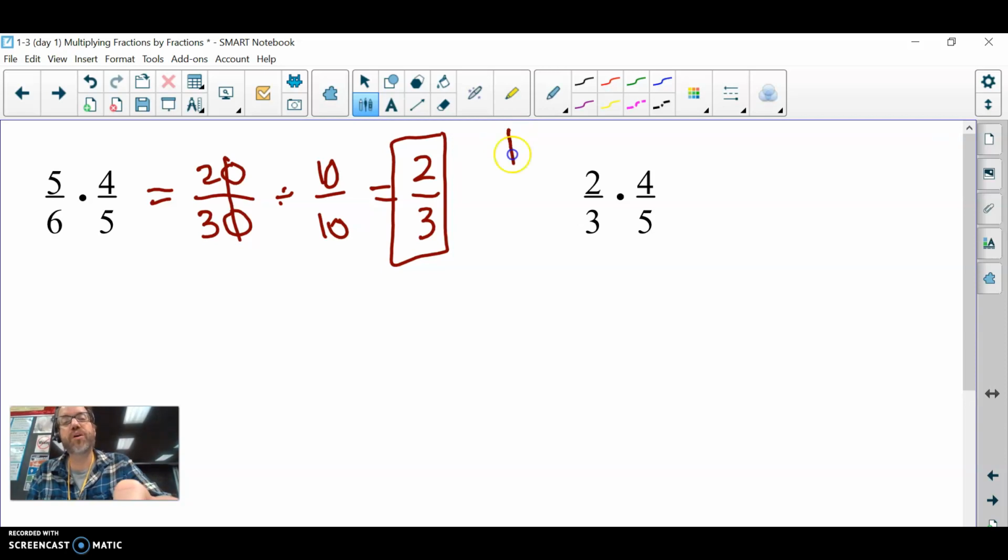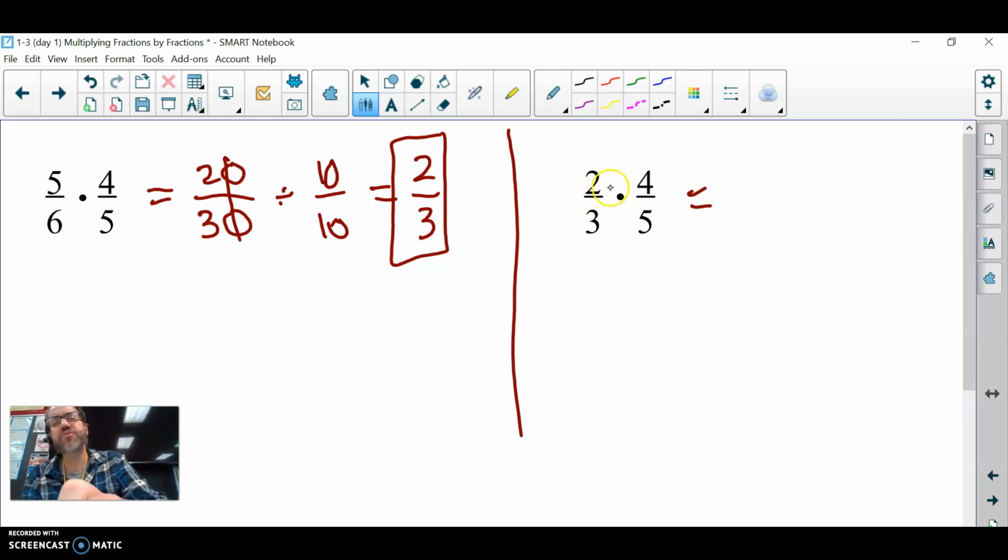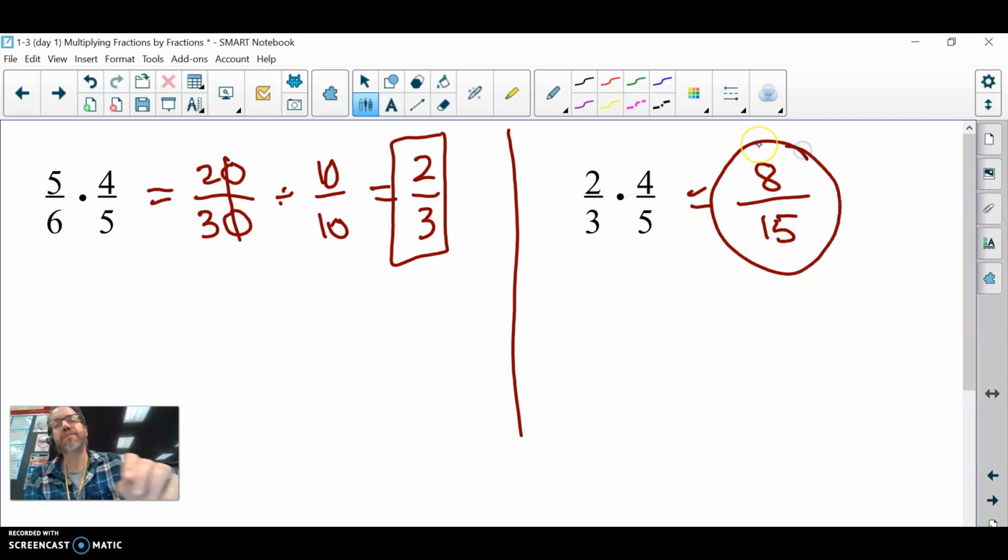All right, one more here. 2/3 times 4/5. Now again, I can just multiply straight across. 2 times 4, multiplying the numerators together, that's 8. Over 3 times 5, which is 15. And that is my final answer. Oh, Mr. Wyatt, it really can't be this easy, can it? Actually, yes, it is. It really is this easy. And what's nice here is this is fully simplified. We have nothing more to do there.